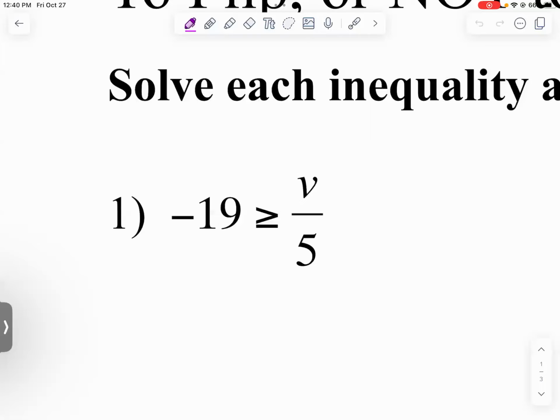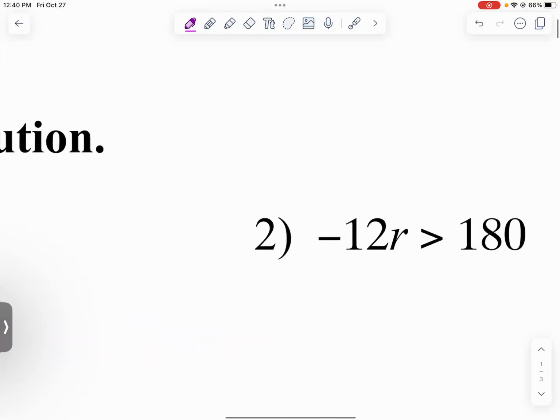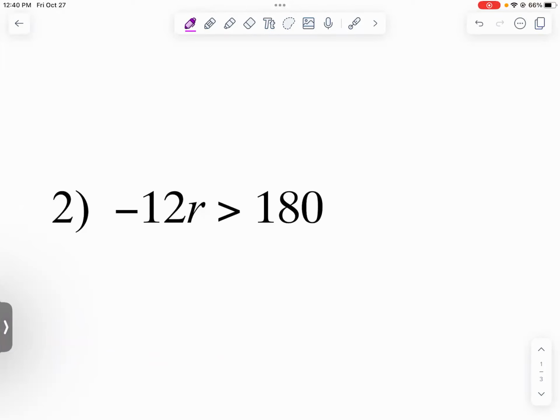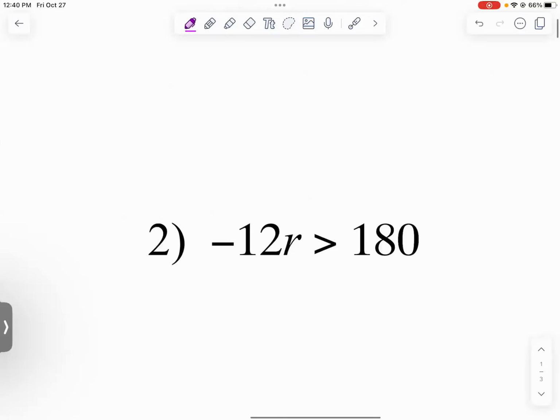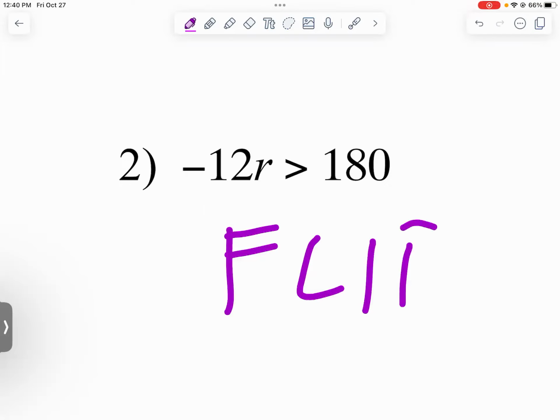Callan, why would we not flip? Okay, I am going to multiply both sides by a positive 5. Okay, I said my first step. We are not going to flip the inequality in our first step. Okay, so let's try another one. How about this one? Are we going to flip or not flip? Thumbs up, flip. Thumbs down, not flip. We are going to flip. Why, Adrian? We would be dividing by a negative number. Okay.